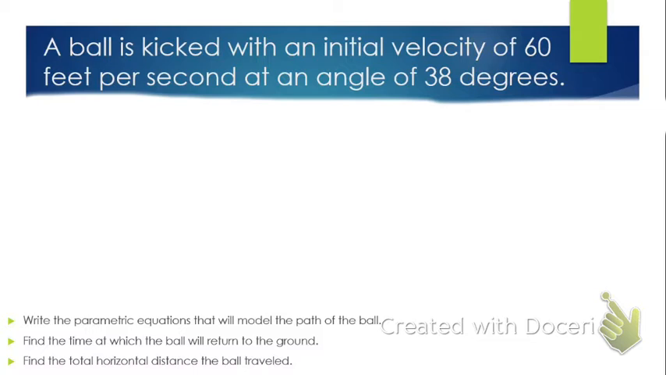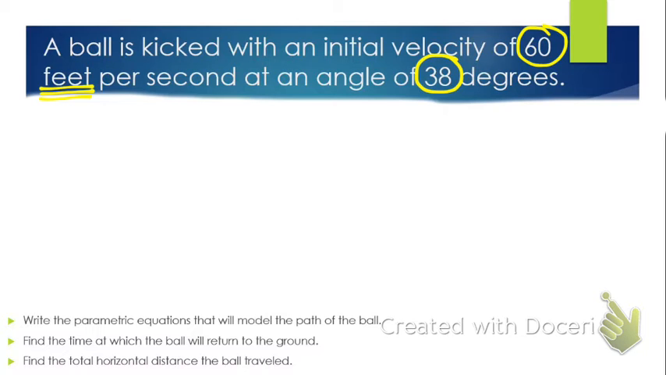It says a ball is kicked with an initial velocity of 60. So I got a velocity. Let me go ahead and underline that number. So my velocity is 60. So that's what I'm going to use for my v sub 0. The angle is 38. So we're in feet. So that tells me that I'm going to use the 32.2, not the 9.8. So let's go ahead and write our equations.